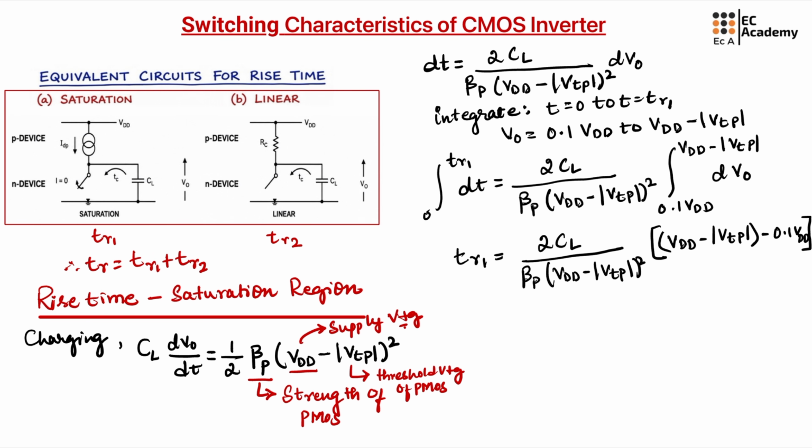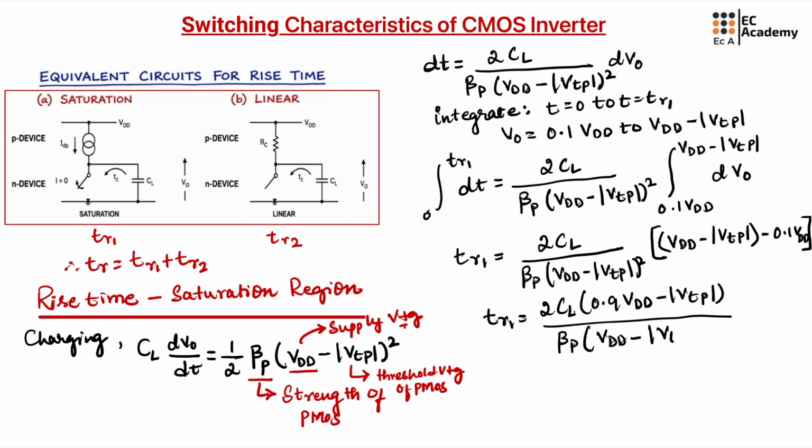If we simplify the above equation, we will get TR1 is equal to 2CL into (0.9 VDD minus absolute value of VTP) divided by beta P into (VDD minus absolute value of VTP) whole square. So this is the equation for rise time for saturation region.